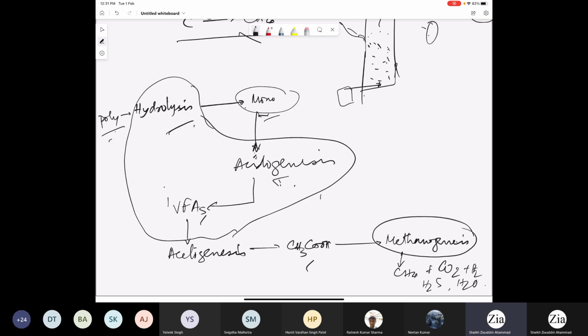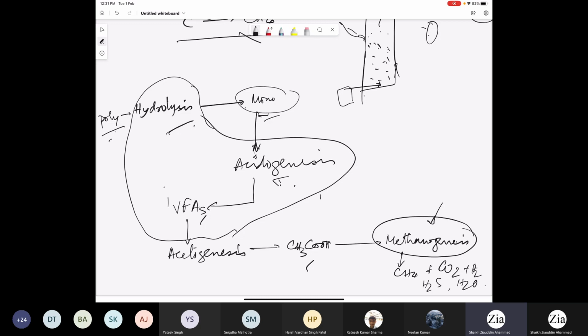So essentially, in this reactor system, you can say the rate limiting step is methanogenesis. In a series of reactions, the slowest step is considered the rate limiting step, or the rate determining step.